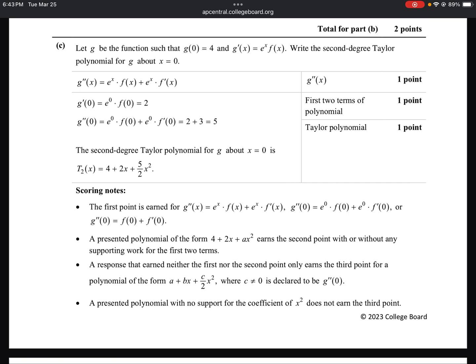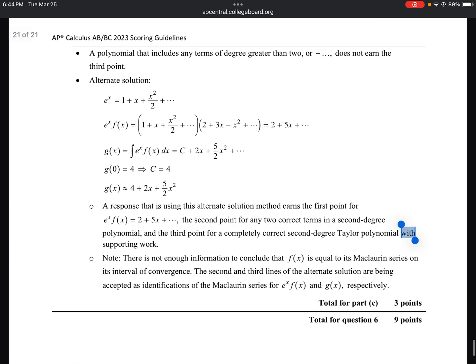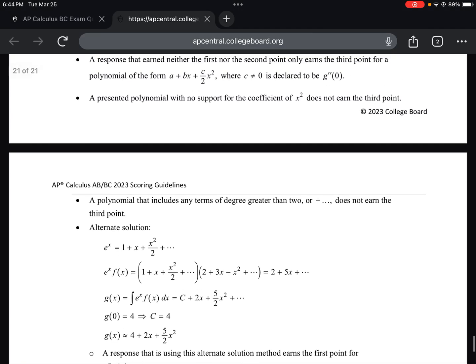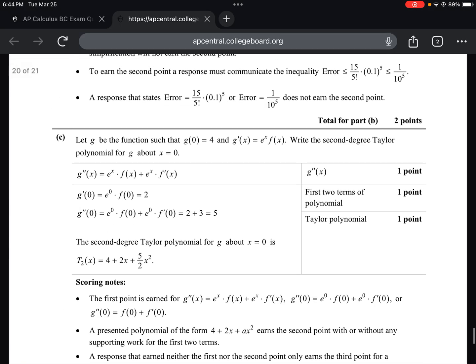A response that earned neither the first nor the second point only earns the third point for a polynomial of the form given there where c does not equal 0, is declared to be g double prime of 0. A present polynomial with no support of the coefficient of x squared does not earn the third point. And I guess there's some alternate solutions here, which honestly I don't care to get into. So, okay, and that's going to be the second question. I'll do another video for the third.